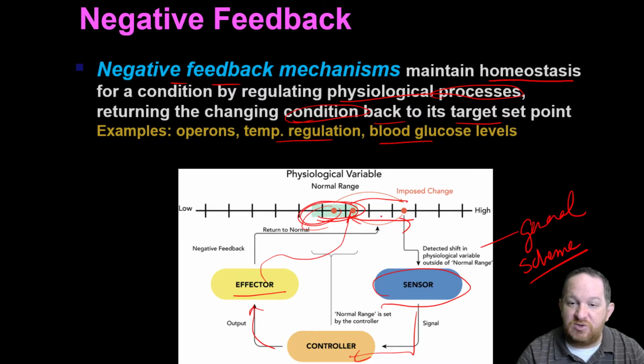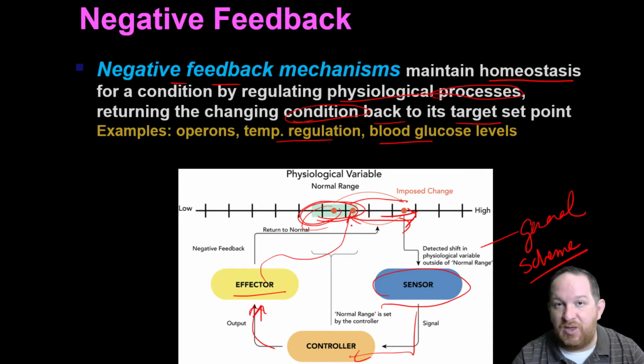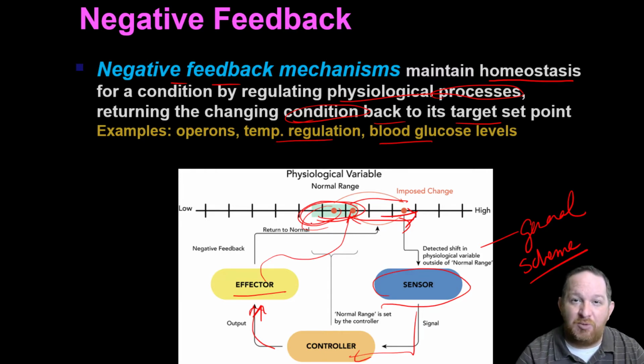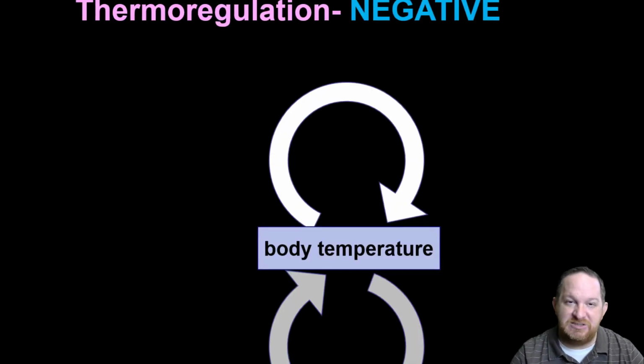So if the temperature goes up, your body needs to sense that, send out something, and make your body do something to return it back. We know that if the temperature goes too high, we start to sweat and our blood vessels change. We'll go over that in more detail, but this is a general scheme example of how a negative feedback mechanism works.